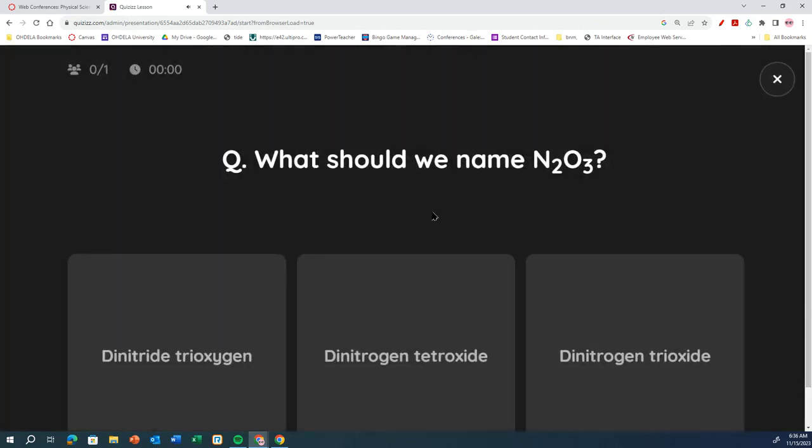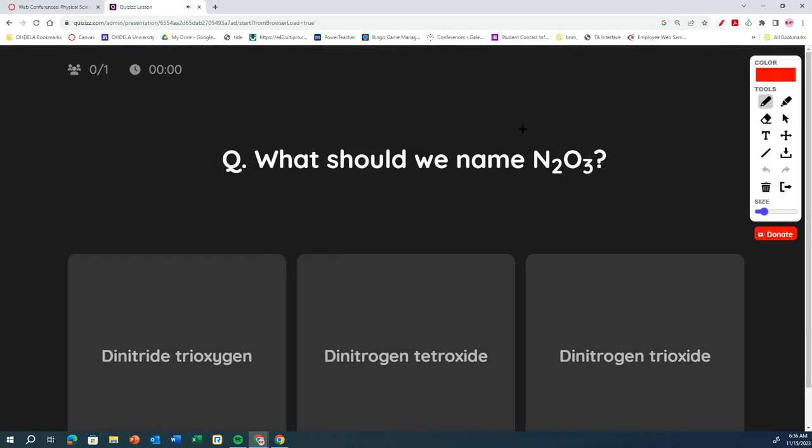So 2 nitrogens, 3 oxygens. So we're looking for di here, and tri here. Now be very careful. It's not this one because we don't have an -ide on the end here. So dinitrogen trioxide is here.